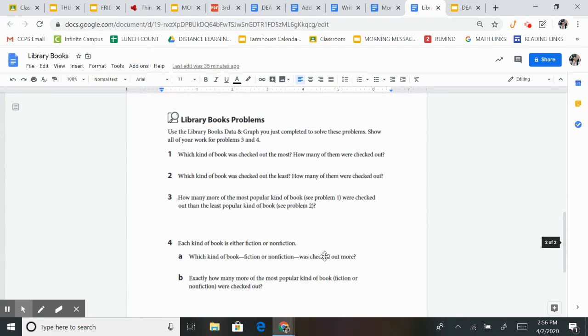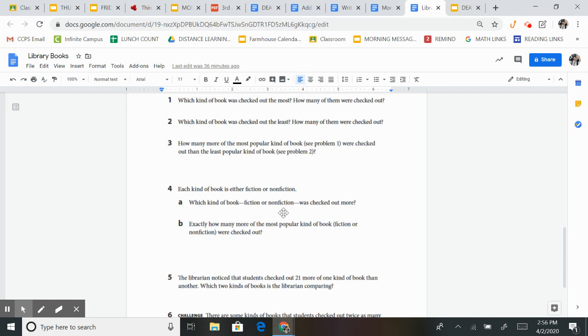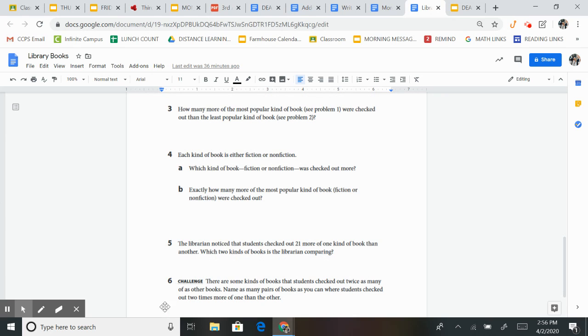Now, of course, there are going to be questions. Questions like, which book was checked out the most? That's another way to ask which book was the most popular. How many of them were checked out? So after you create your graph, you're going to get to do some interpreting of your graph with these questions. And there's going to be a challenge at the bottom.